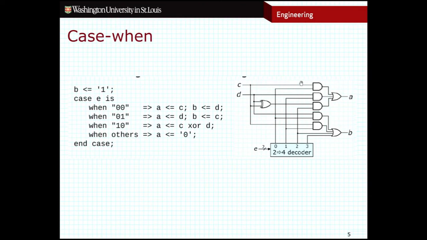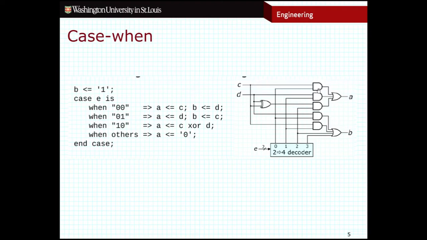And so I can combine that with some additional gates over here, some additional AND gates, to set the value of my outputs A and B. So a case-when statement corresponds very much to a decoder. An if-then-else statement probably is more equivalent to a multiplexer for most purposes.